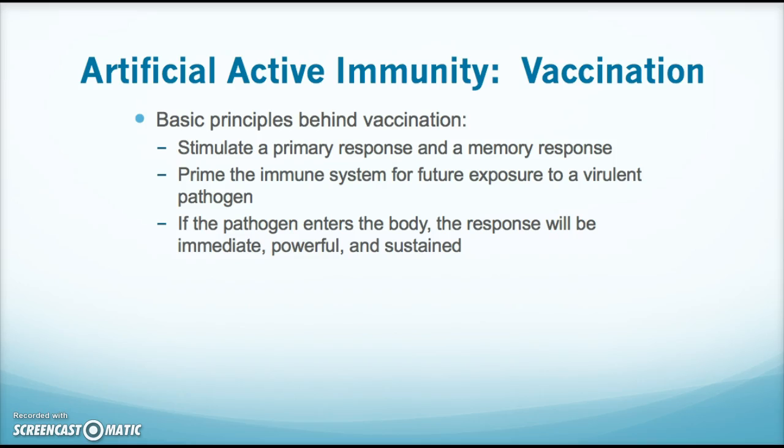So when we look at artificial active immunity, we're really talking about vaccination. And when we think about vaccination, what we really want to do is stimulate a primary response and a memory response. So we want to stimulate the B and T cells into action, but also have them put some memory cells tucked away in case we see that antigen again.